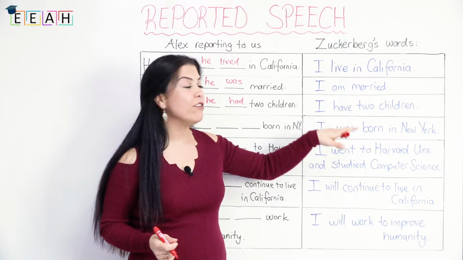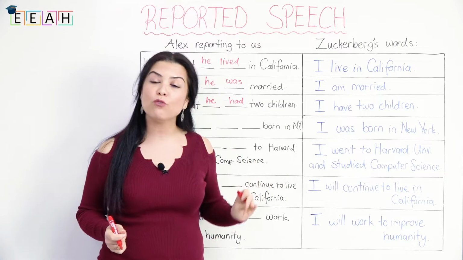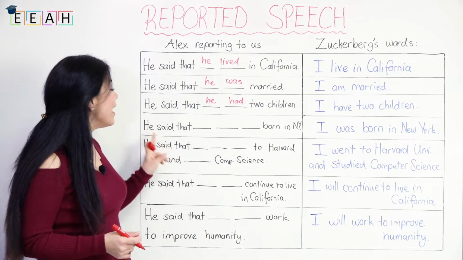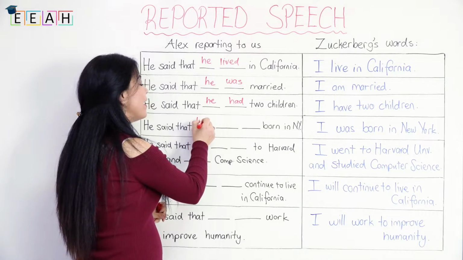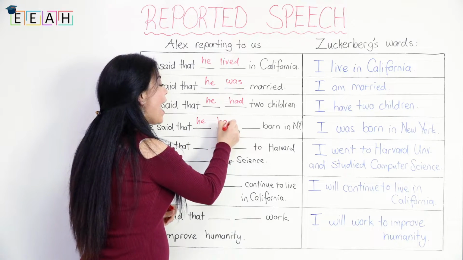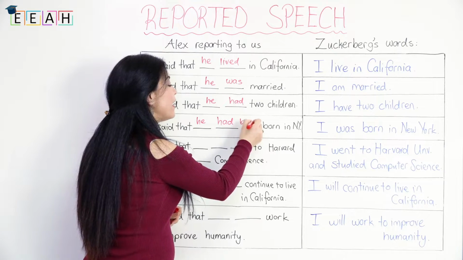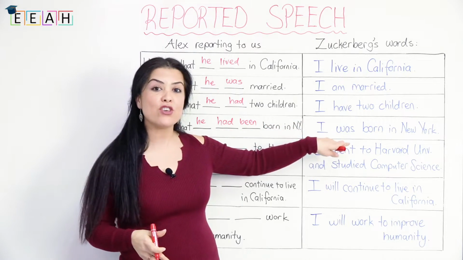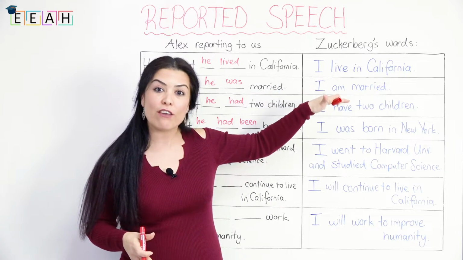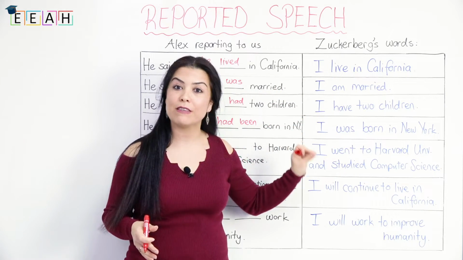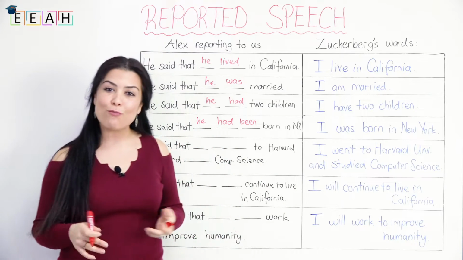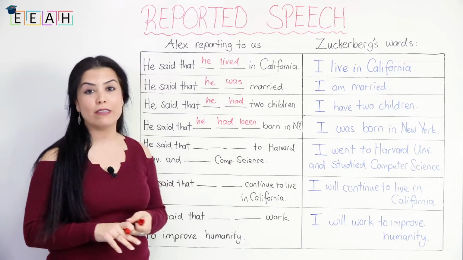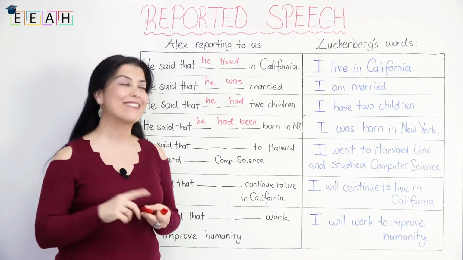What else did he find out? "I was born in New York," he said. "I was born in New York." So he said that he had been born in New York. So this piece of information is about his past life. So it is formed in the past simple tense. As you report it, you need to report it in past perfect tense, right?